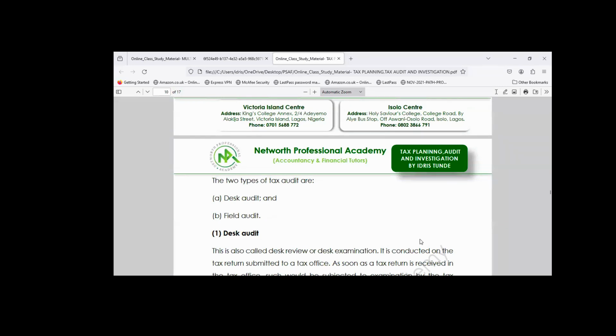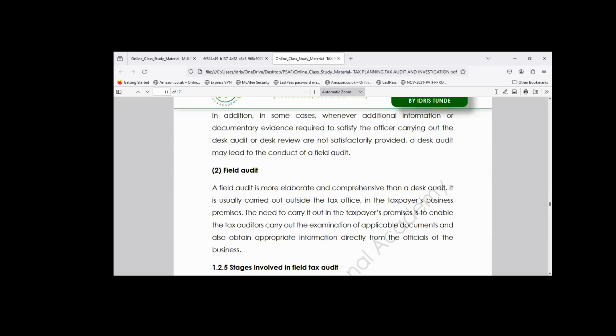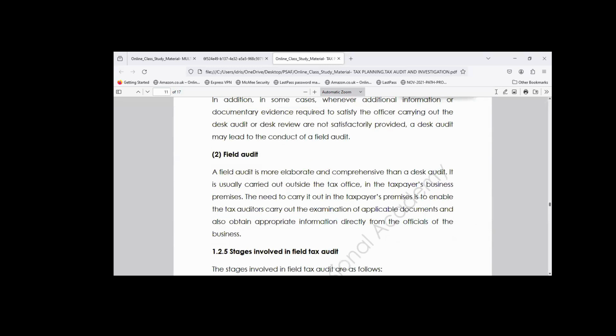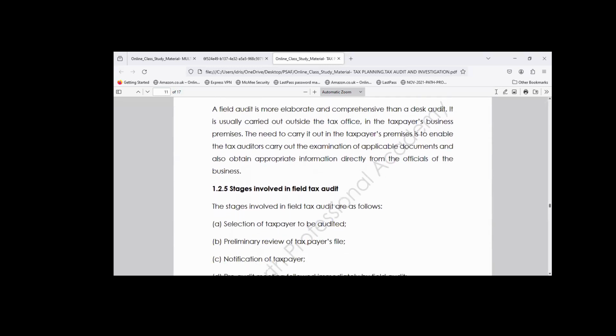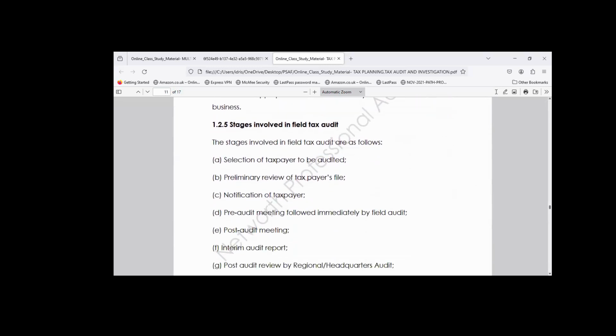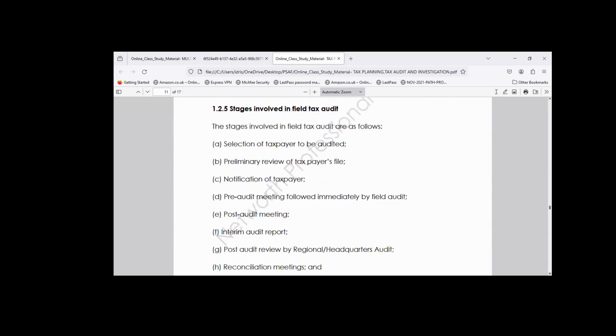So that is, there's field audits. And if you want to carry out this field audit, what are the stages involved in carrying out field audits? A tax authority wants to carry out field tax audits. They want to go to the premises of the taxpayer. What are the stages? Stage one is selection of the taxpayer to be audited.